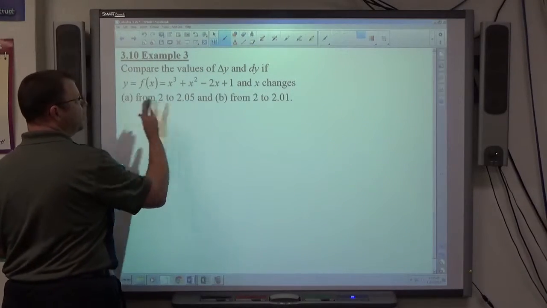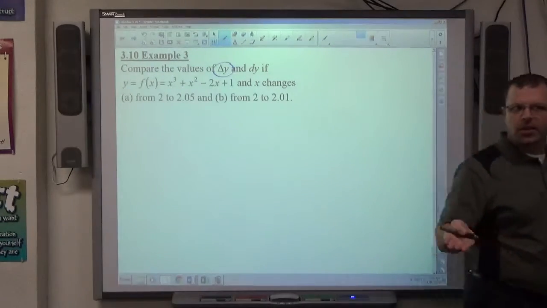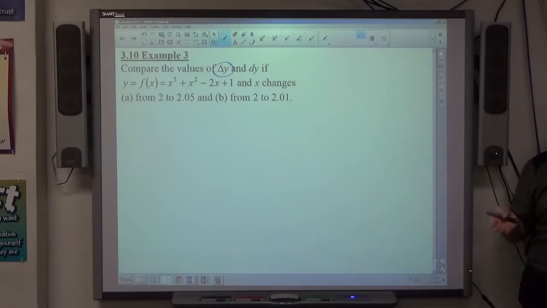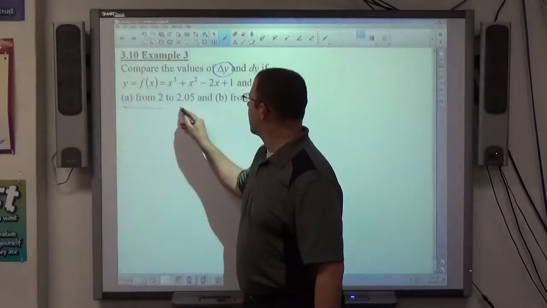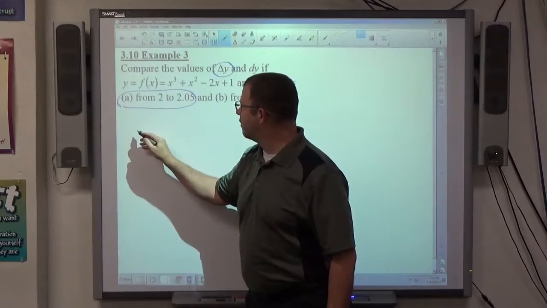So first of all, if we just do delta y, we've all taken physics, right? Well, if you haven't taken physics, that's a good physics notation there. Delta y means change in y. What's the change in y? How much did y change? If we look at part A, we're going from 2 to 2.05. This is x. It says x changes, so x changes from 2 to 2.05.